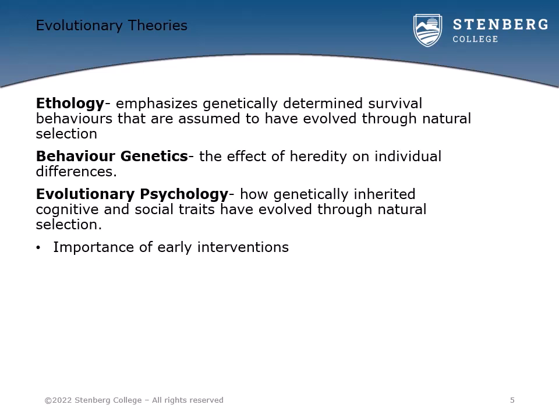Evolutionary theories attempt to explain our differences as individuals and our commonalities as a species. These theories often focus on the genetic and environmental mechanisms that underlie development throughout the lifespan and across generations. Ethology emphasizes genetically determined survival behaviors that are assumed to have evolved through natural selection. For example, nests are necessary for the survival of young birds. Therefore, ethologists say evolution has equipped birds with nest-building genes.